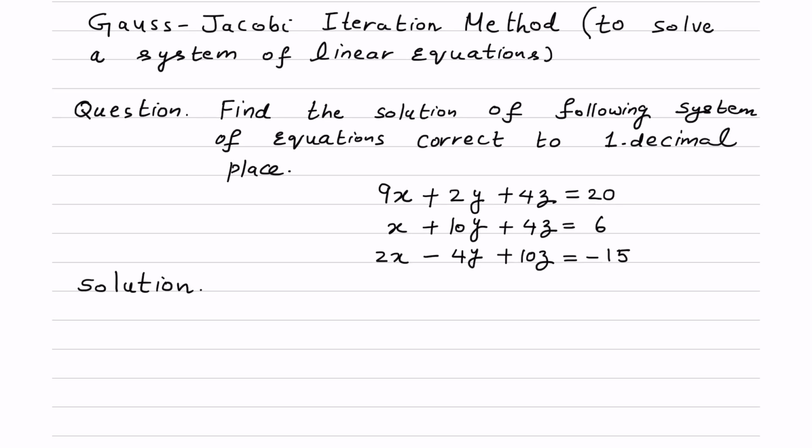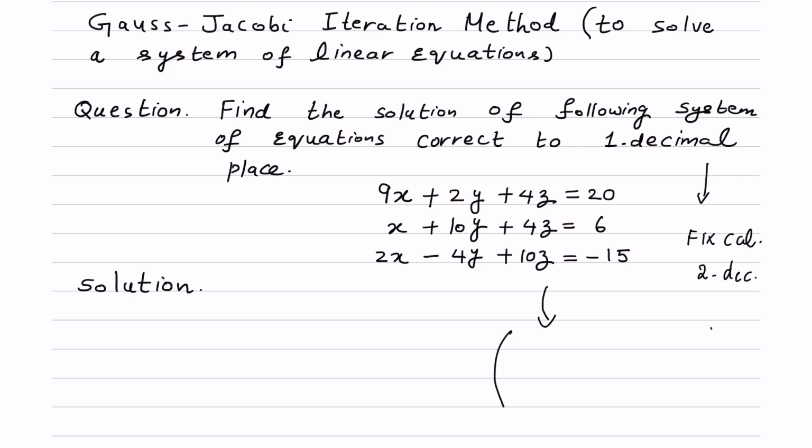Since we have to find a solution correct to one decimal place, for now we will fix our calculator up to two decimal places. We know that the solution of a system of linear equations by Gauss Jacobi Iteration method exists only if the system is diagonally dominant. So we will check that first. Let's look at this system of equations.